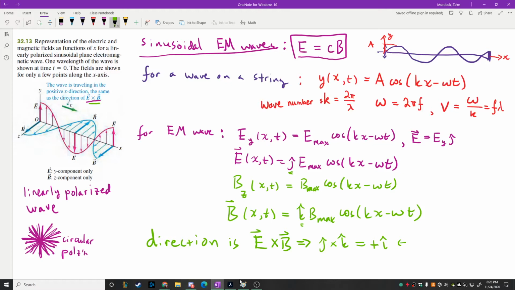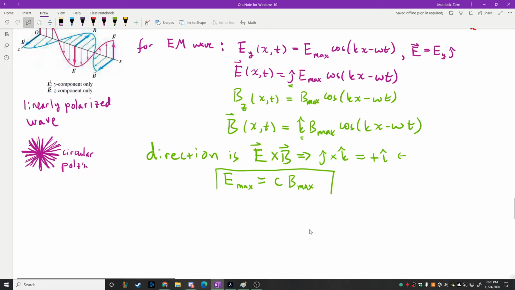So that's the direction that it's moving. And in accordance with what we wrote here, if you're only given one of these and you need to find the other one, you can always use this relationship that E max is equal to c multiplied by B max. That's a helpful thing to know. So if you only knew one of the equations, you could get the other by knowing this. All right. So the direction is positive i hat, so this is the positive x direction. That's the direction the wave's traveling.